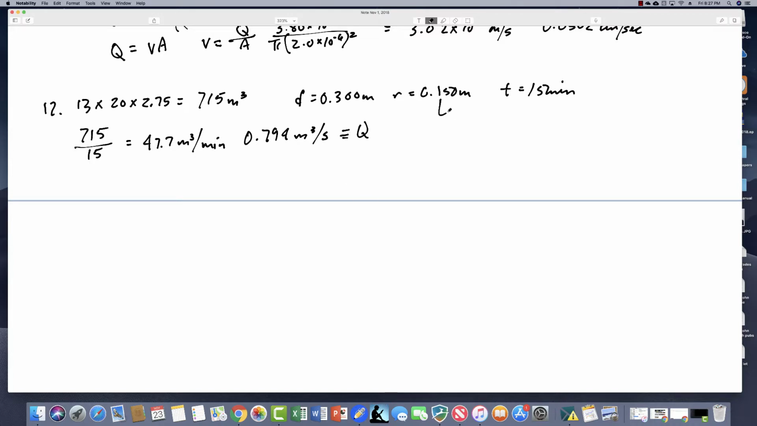The area based on this radius, pi r squared, is going to be 0.0707 meters squared. And so the velocity is going to equal 0.794 divided by 0.0707. And that's going to equal 11.2 meters per second. And that's the velocity.